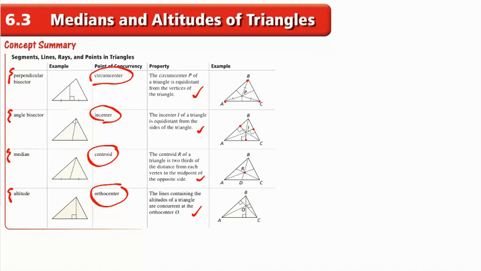The centroid is 2/3 the distance from the vertex and 1/3 the distance from the base for that median it's on. And the lines containing the altitudes of a triangle are concurrent at the orthocenter. There's no special property that we would use it for. It was just a special triangle segment, so we discuss how to find it and what its name is, but it doesn't have any of the special attributes that the circumcenter, the incenter, or the centroid have.